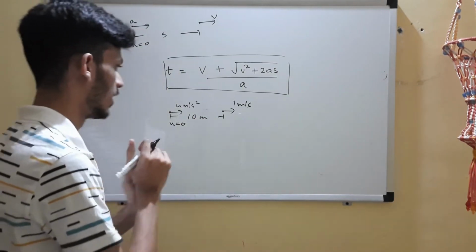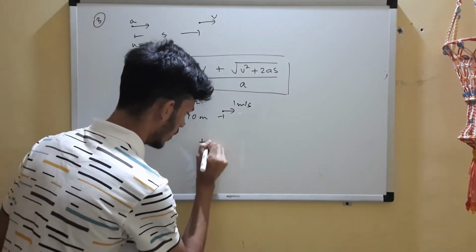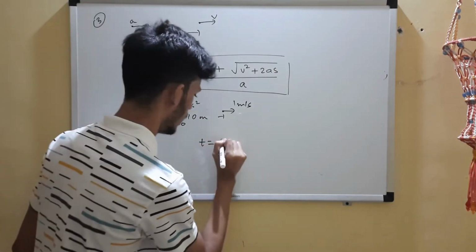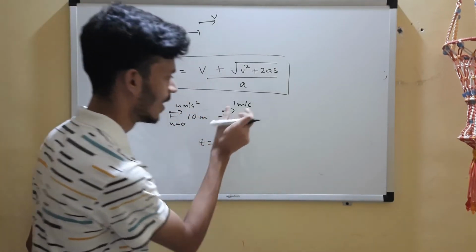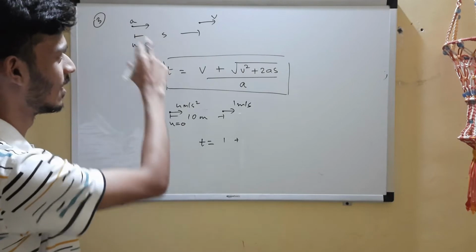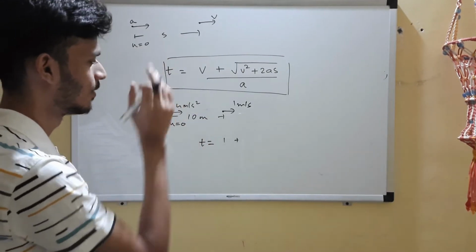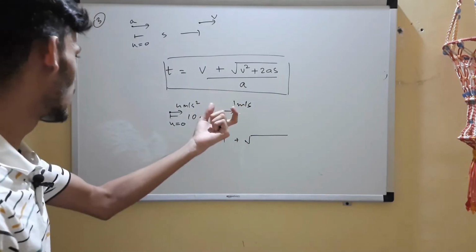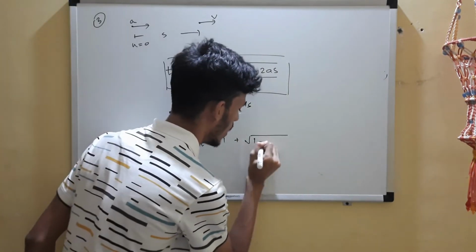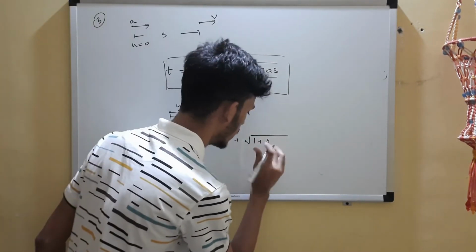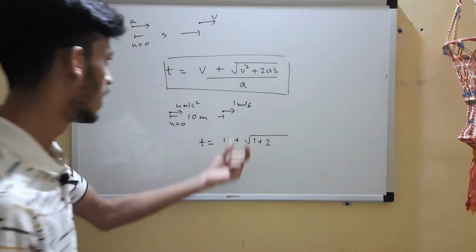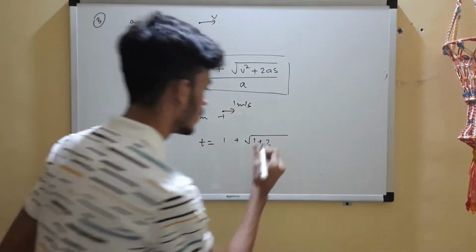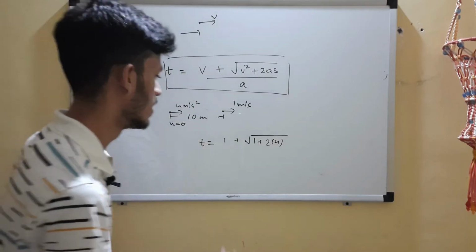Okay, quickly try it. So time, velocity v is 1. Now velocity is over here, this is acceleration now, right? Anyways, under root v square, 1 square plus 2as. What is a now? a is 4. What is s now? s is 10.